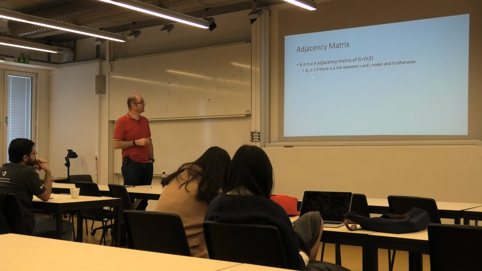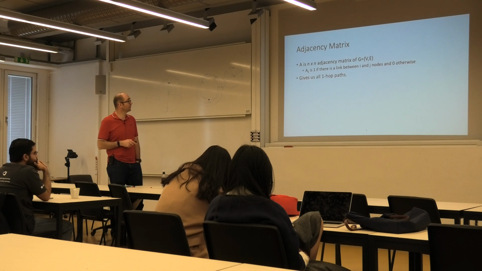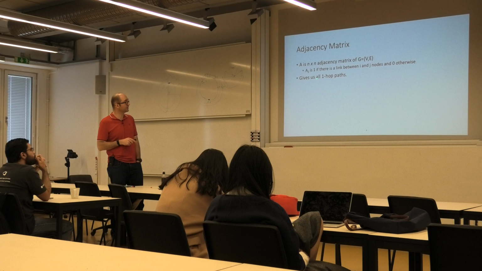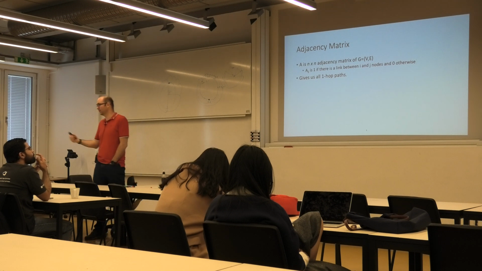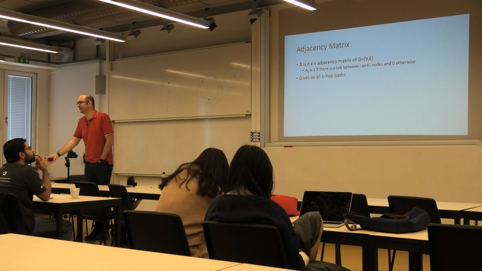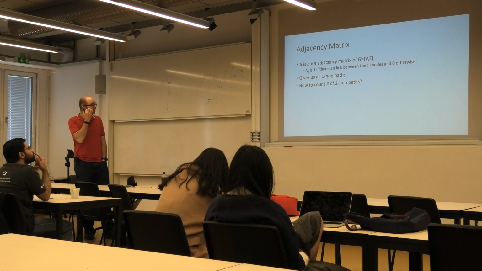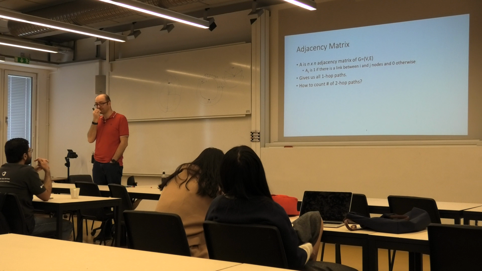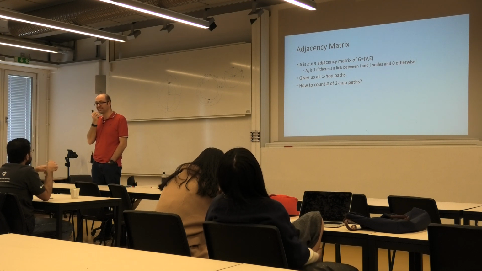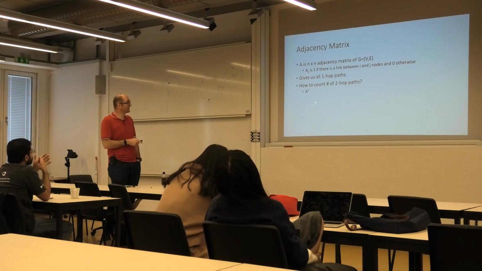Okay, so now tell me the following. In a sense, you can also interpret the matrix A as giving us all one-hop paths. I mean, one hop is just neighbors, right? Now tell me, how can I get a matrix that gives me two-hop paths? Any ideas? Multiply again. Yeah. So I just do A squared.